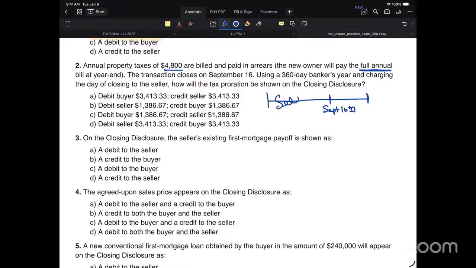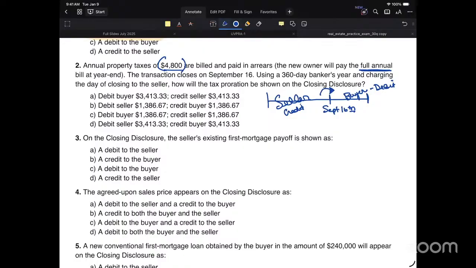if this belongs to the seller and this is the buyer, well, that means the seller needs to compensate the buyer a larger amount. So just knowing that, we know the seller needs to give an amount to the buyer, which means it needs to be a seller credit and a buyer debit. So if we know of the $4,800, the seller needs to give a larger portion of that money to the buyer, a seller credit and a buyer debit.